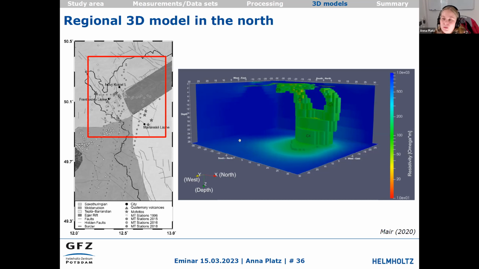Here you have the 3D model of the northern part using these two perpendicular profiles measured in 2015. In this case, we could resolve one reservoir at the lower crust, and we had more or less two ascending paths to the surface. And one of these fluid pathways goes close to the surface, where we know that we have several Mofette fields.